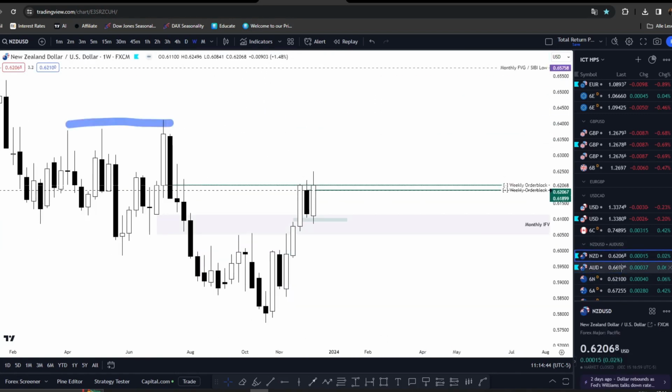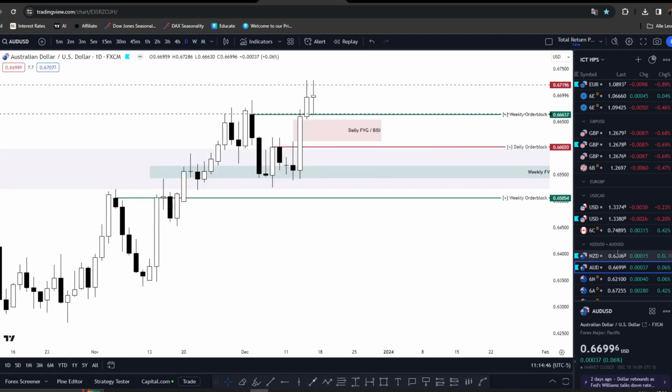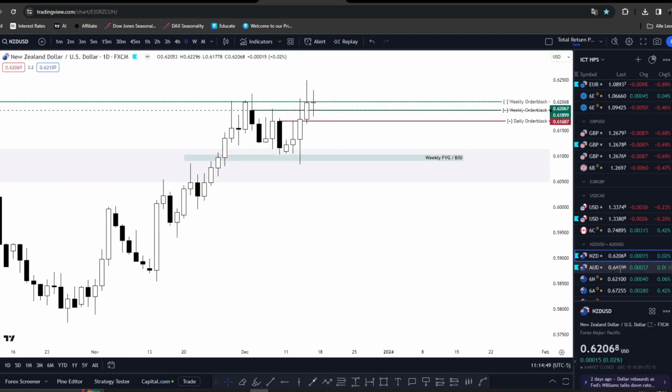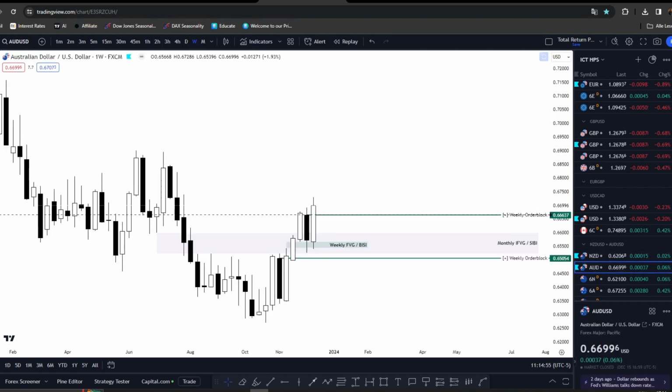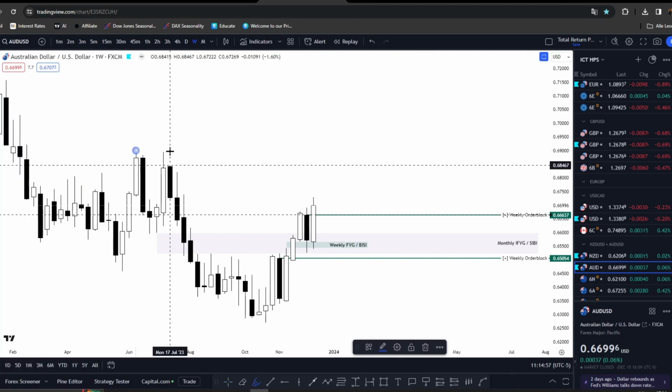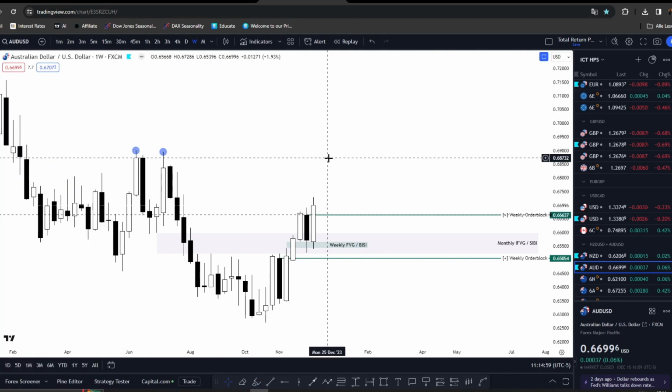AUD USD is looking a little bit stronger, and NZD USD is a little bit choppier. So let's see what it does. Of course, bullish again. We have these equal highs, so yeah, I'm bullish on those.